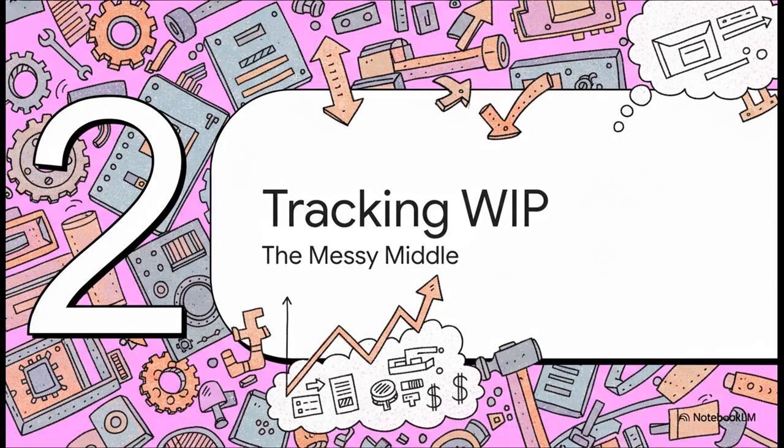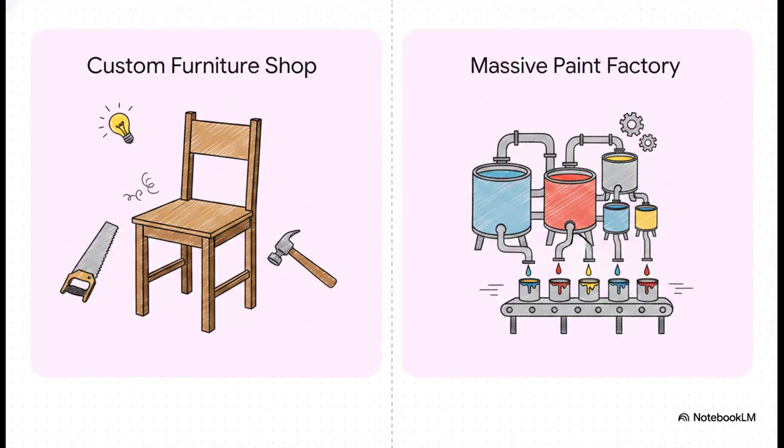All right, moving right along to Section 2, tracking work in progress. Welcome to the messy middle. Let's take a closer look at our 2 primary tracking choices. On one side, we've got job order costing. Imagine a custom furniture shop. Here, costs are updated as they're incurred on specific job cost sheets. Materials come from the MRN, labor comes from time cards, so the total work in process balance at any given time is just the sum of all those open sheets.